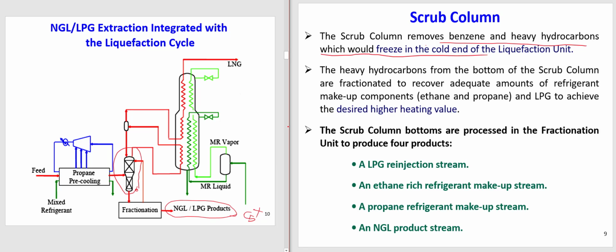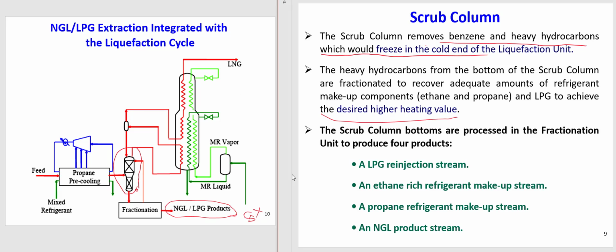The cold bundle is somewhere here. So the heavy hydrocarbons from the bottom of the scrub column are fractionated to recover an adequate amount of refrigerant makeup components and LPG to achieve the desired higher heating value. Here we remove not only very heavy molecules, we also remove ethane and propane in the liquid in the fractionation unit. In the fractionation unit, as you have seen in other videos, we have the ethanizer and the propanizer. So we will remove ethane and propane from this stream.